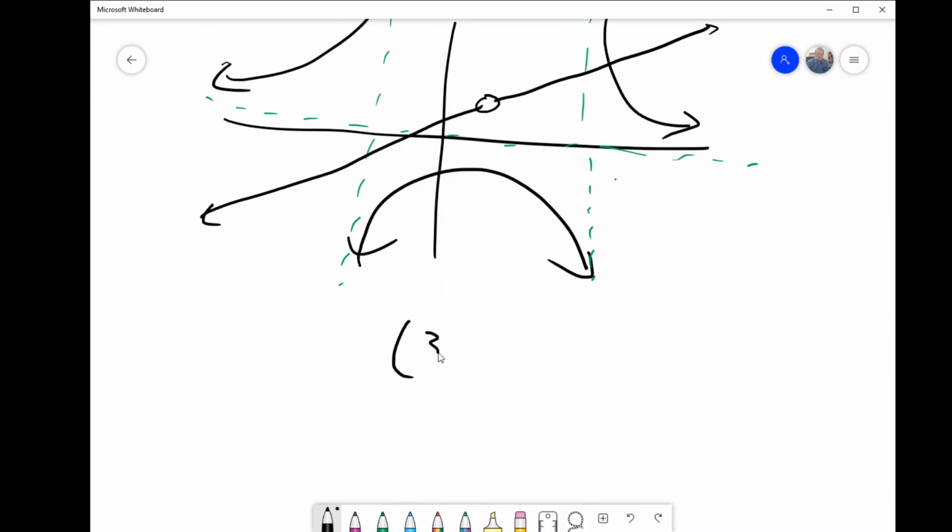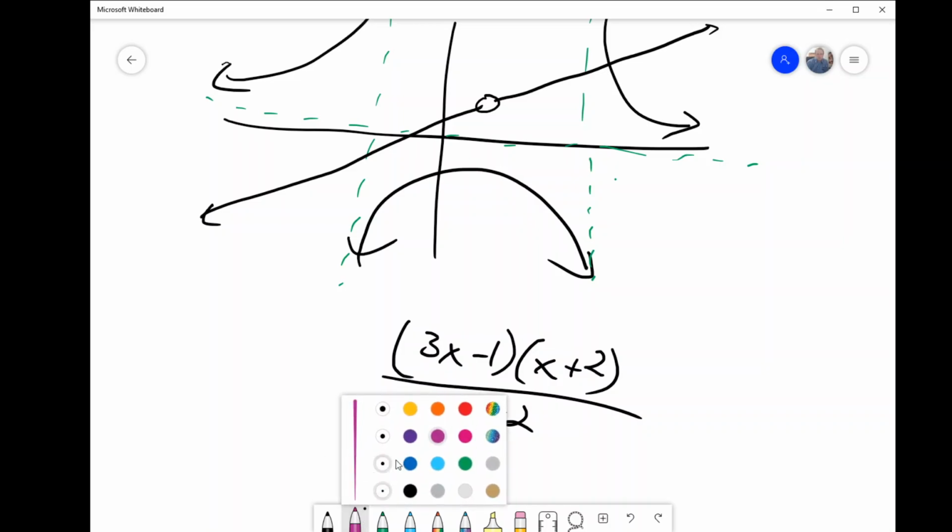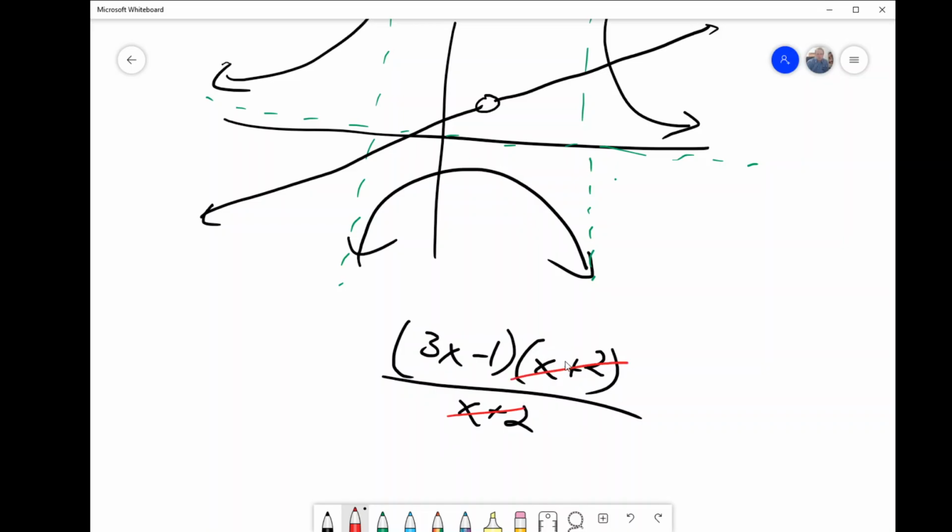So if you have 3x minus 1 over x plus 2 and you divide the whole thing by x plus 2, well, the denominator equals 0 when x equals negative 2. So you're going to have a hole in your graph at x equals negative 2. But at every other point, those two factors are going to cancel out. So the fact that you had an x plus 2 there is going to be irrelevant to the calculation as long as you're not at that division by 0 mark.